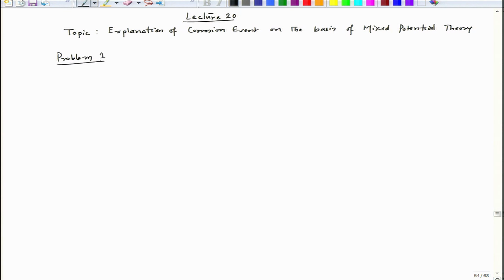The statement is like this: we have to calculate the concentration polarization in the situation where silver is depositing. See the cathodic reactions; in this case we are considering cathodic polarization, for the understanding of the concentration polarization part.